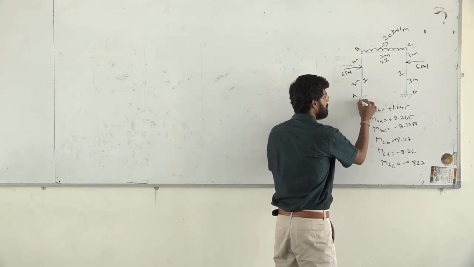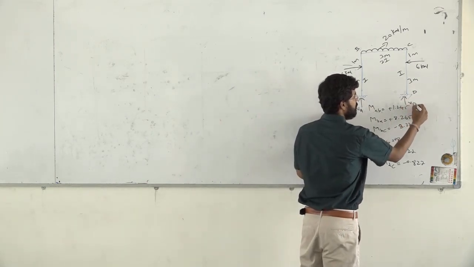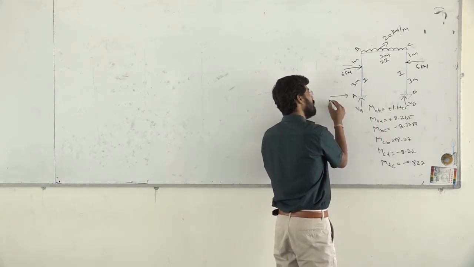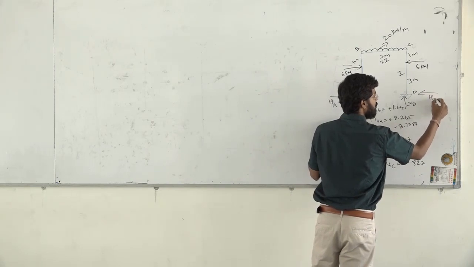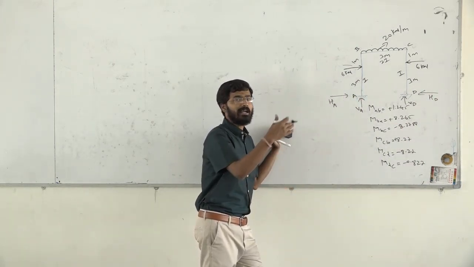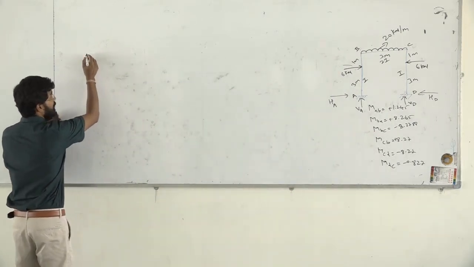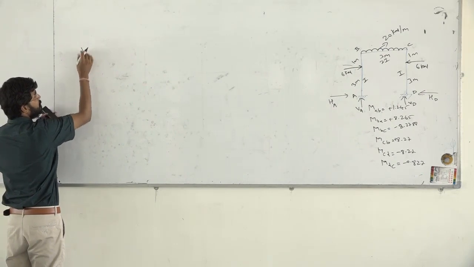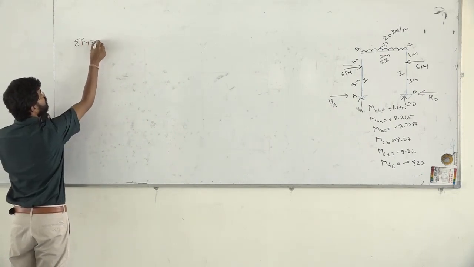So let us take the reactions. Here we have VA, and here we have reaction VD. Similarly, we have horizontal reactions, HA here and HD here. So we have to calculate HA, VA, VD and HD. First we calculate V. V is nothing but the summation of vertical forces, which should be equal to 0.